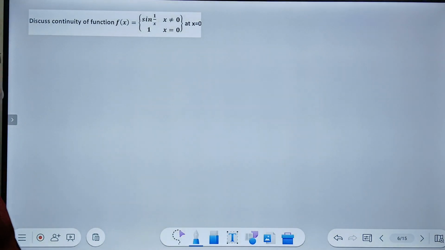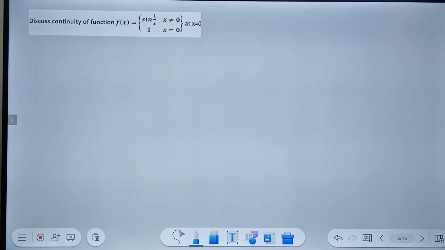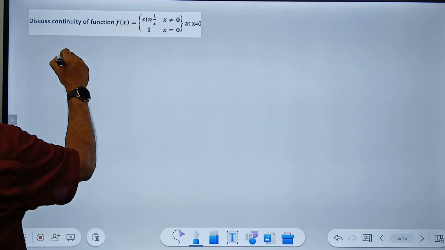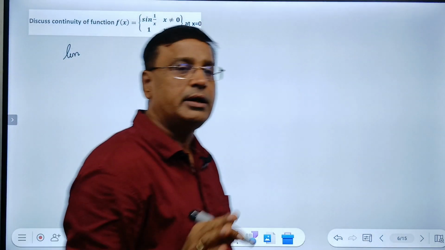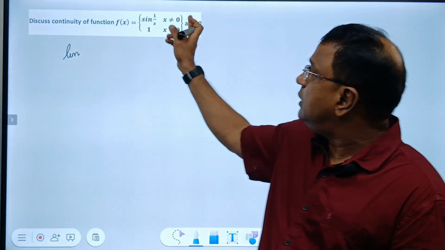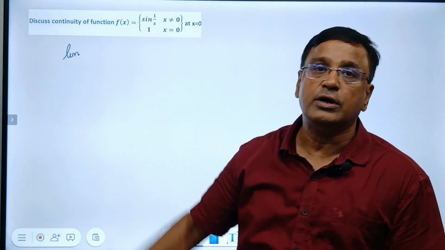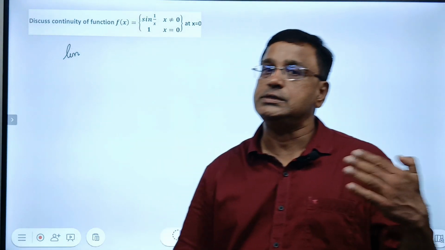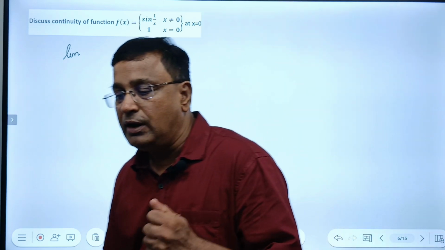Now the next question. A very, very beautiful sum. Very simple question, but a lot of ideas in it. Okay. Now look at this function. Limit. Here I don't have to use left hand limit and right hand limit. You don't have to. If you want to use it, you can. You don't have to because on the left side of 0 and on the right side of 0, I have the same function, the sine of 1 by x. Since to the left side and to the right side I have the same function, I don't have to use LHL and RHL.